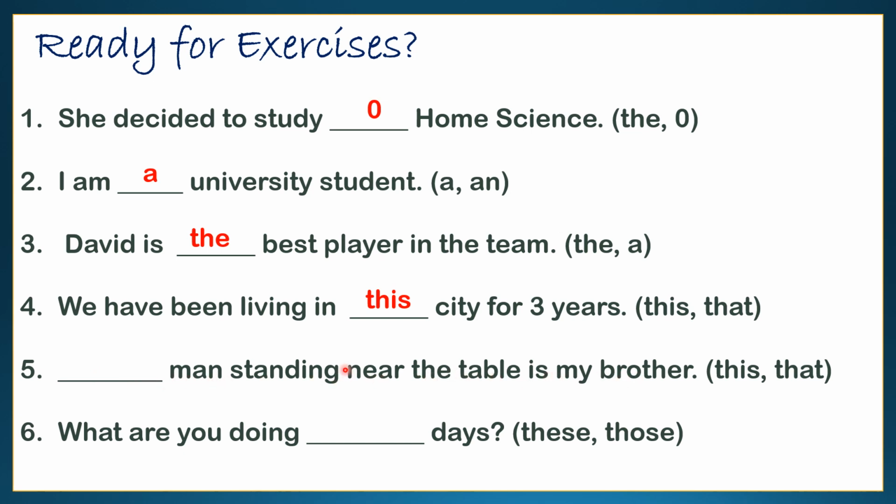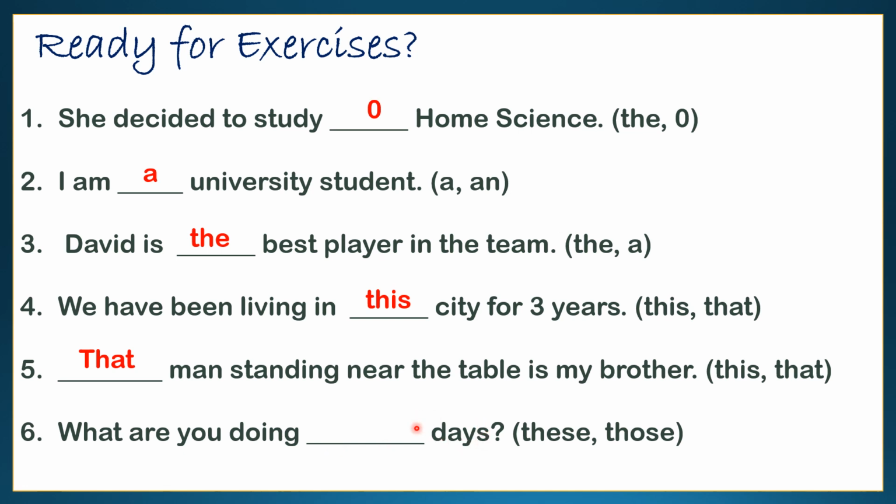Dash man standing near the table is my brother. So we are talking about a man who's standing near the table, not standing with the person who is speaking. So we should go with the determiner that, because the man we are referring to is not standing near us but near the table.